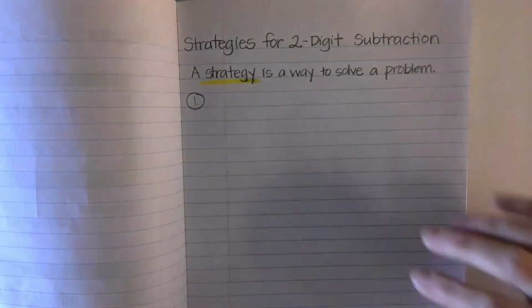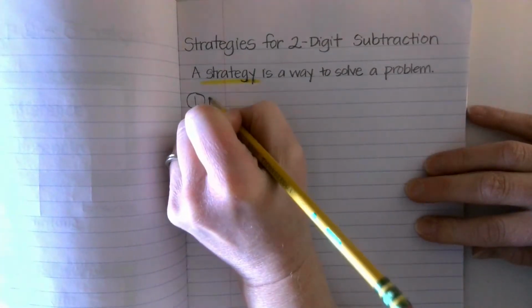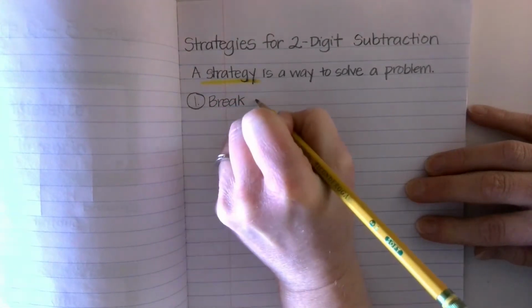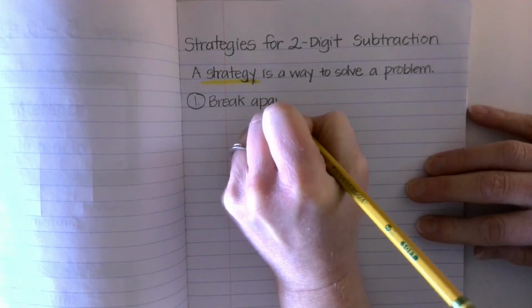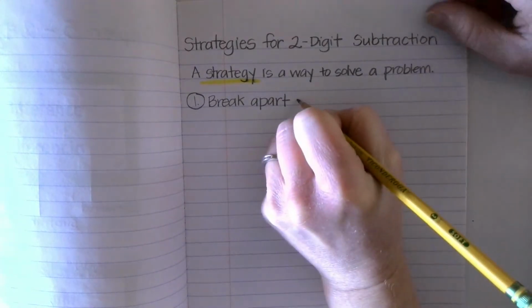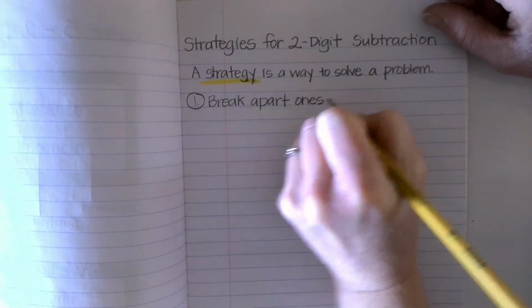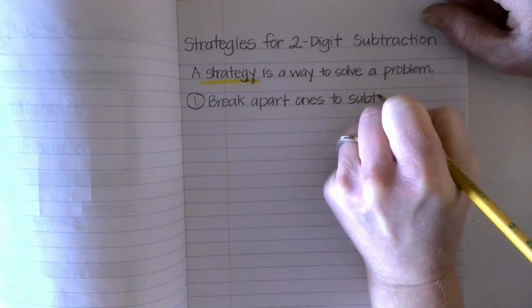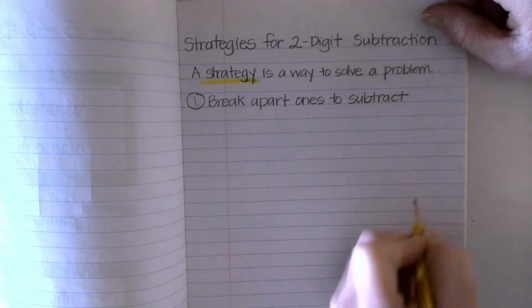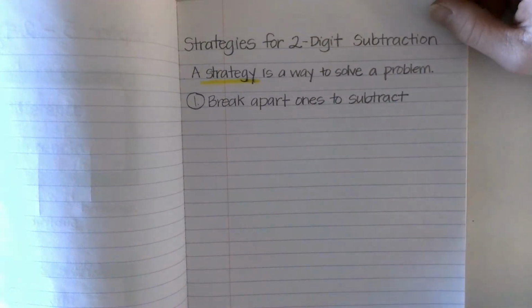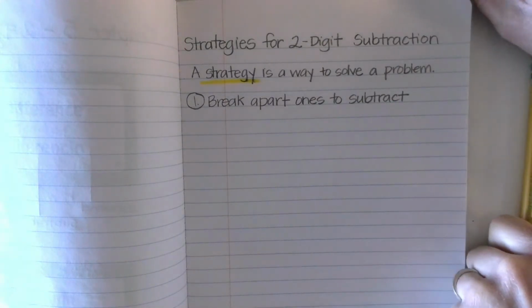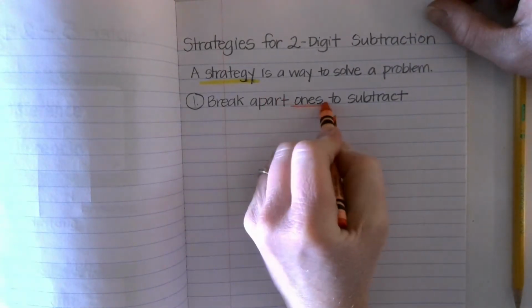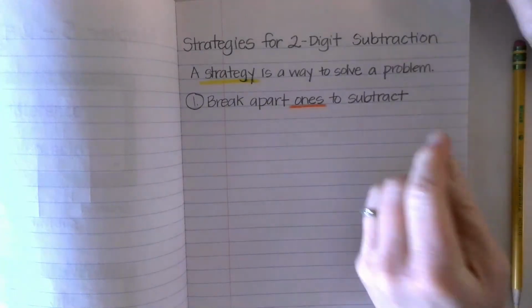So let's write that. Break apart ones to subtract. That's our first strategy. And you can underline our ones there.